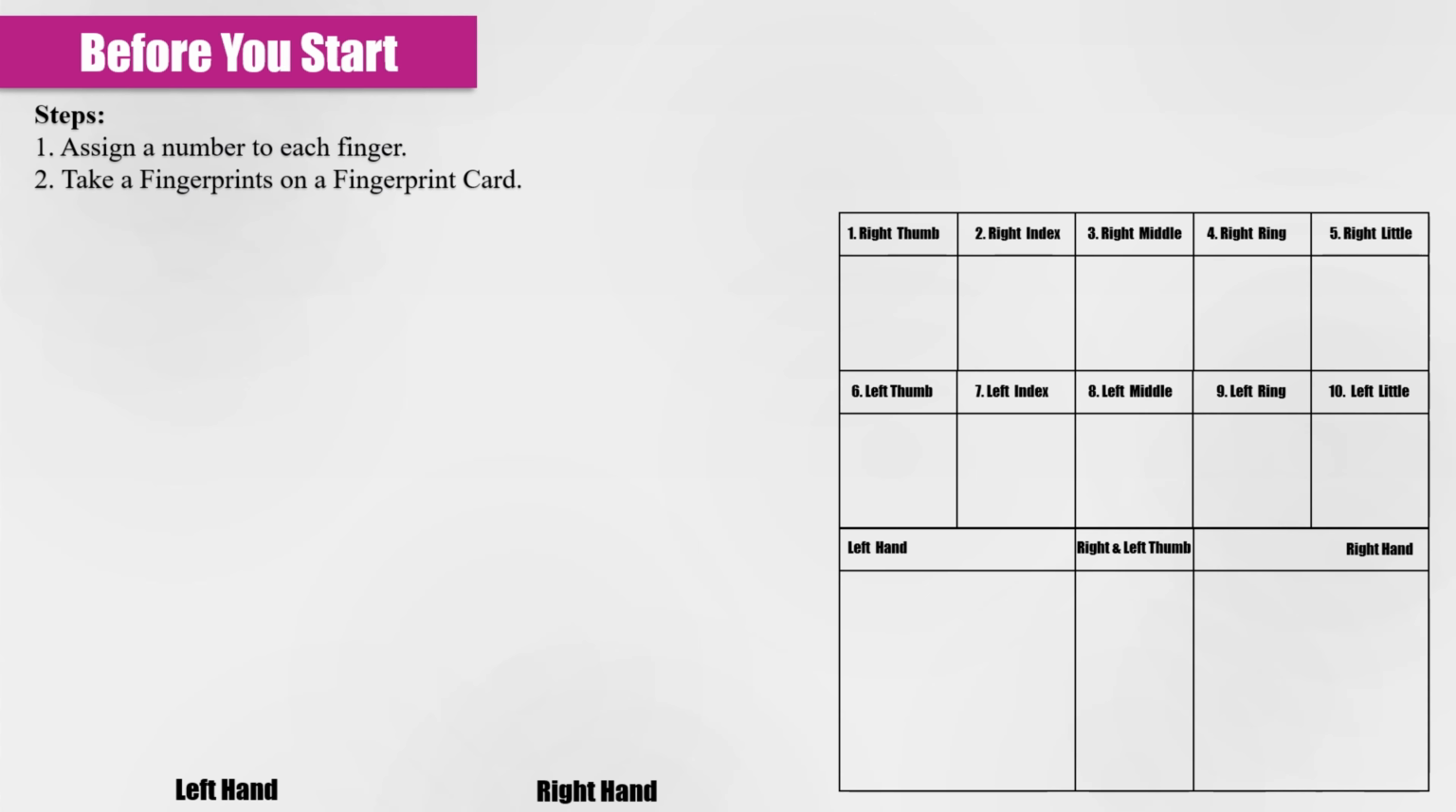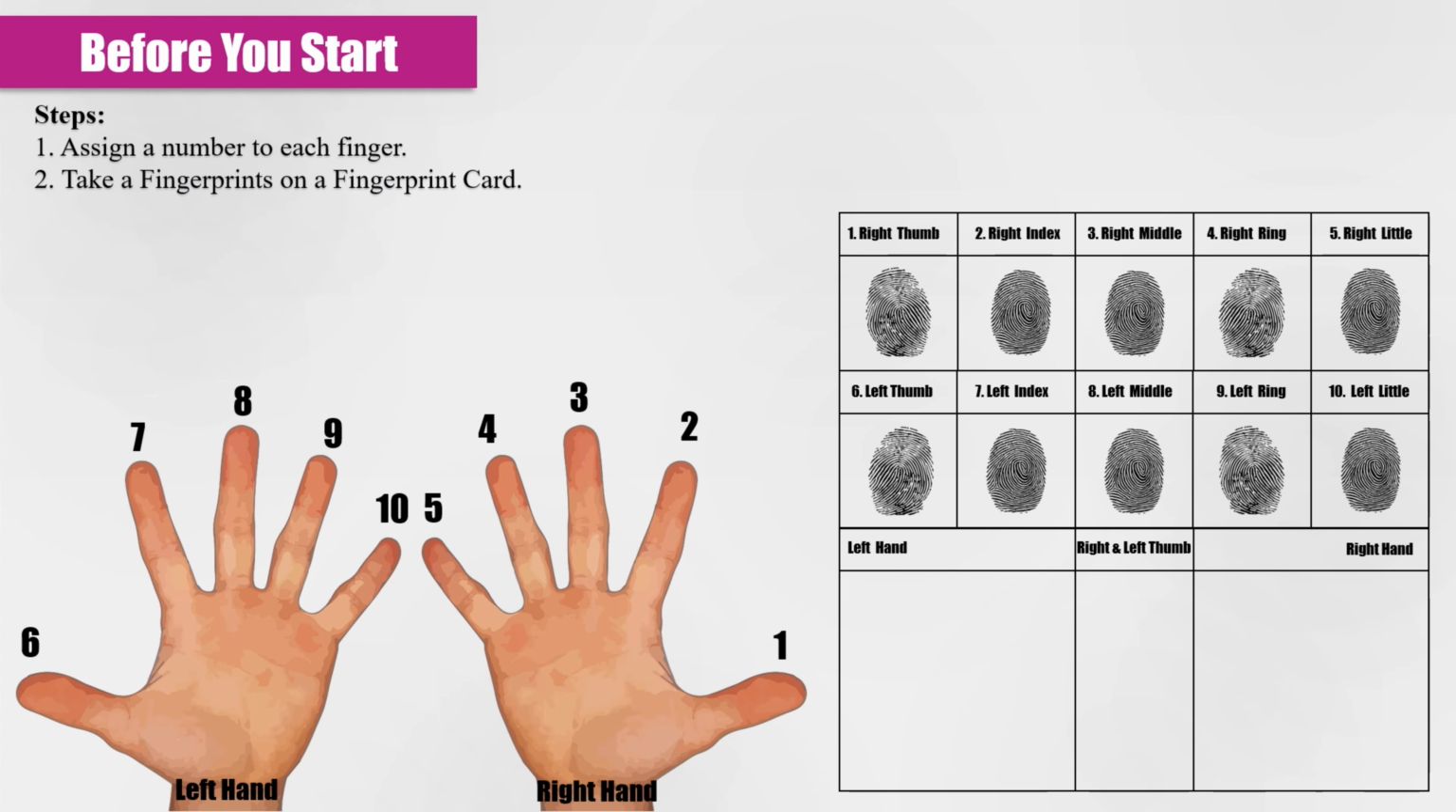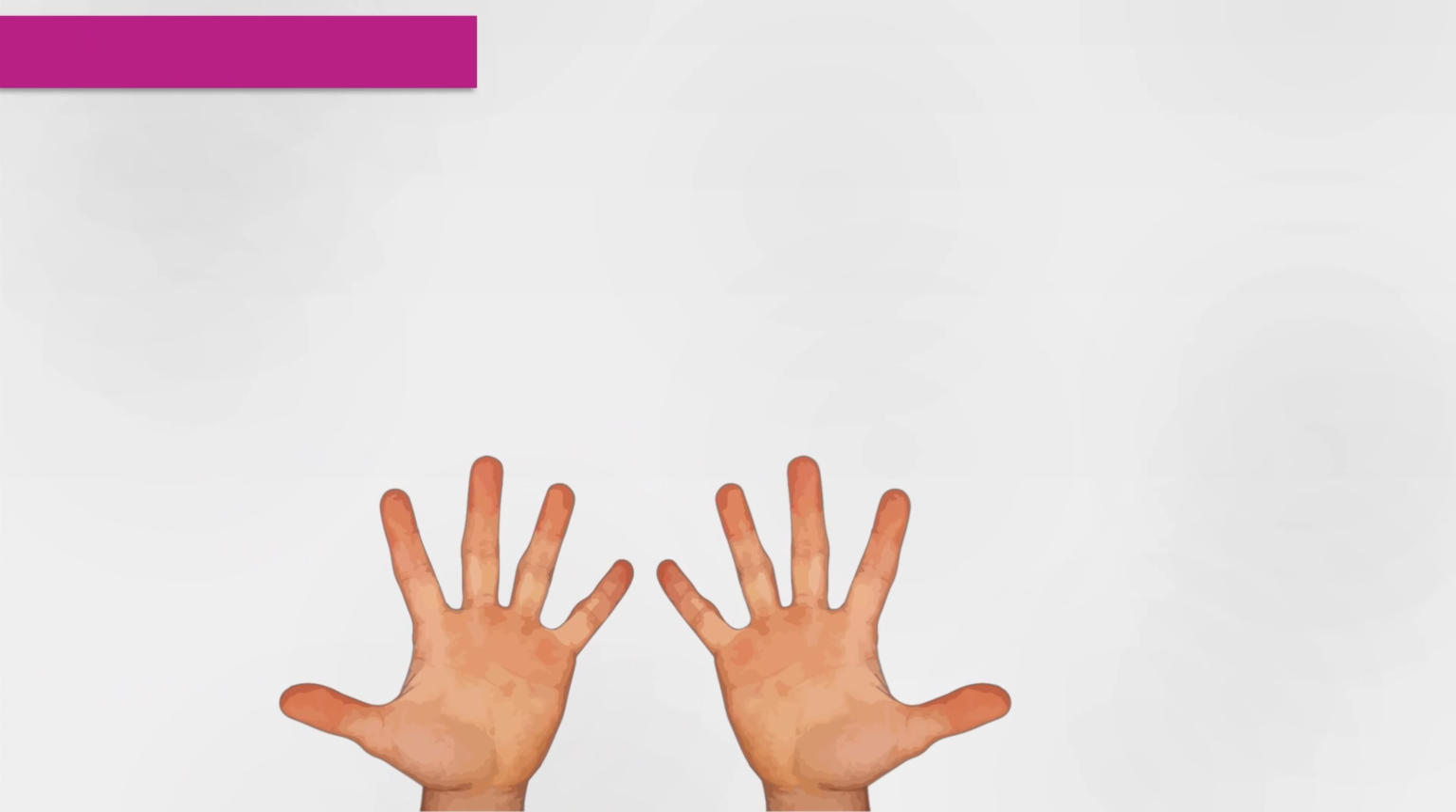Step 1. Record the fingerprints. First things first, you need a clear set of fingerprints from all 10 fingers. In the traditional Henry system, each fingerprint is analyzed individually.